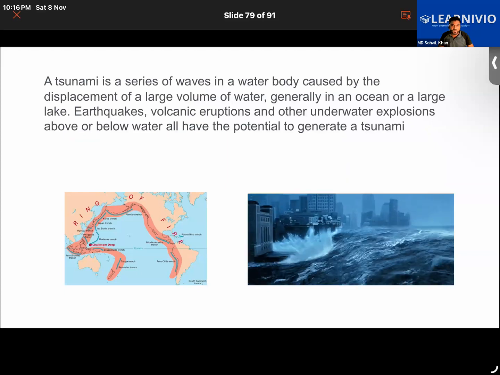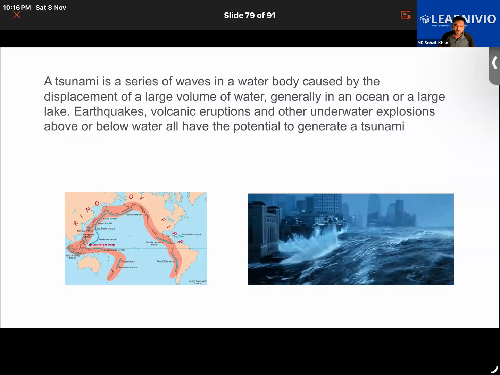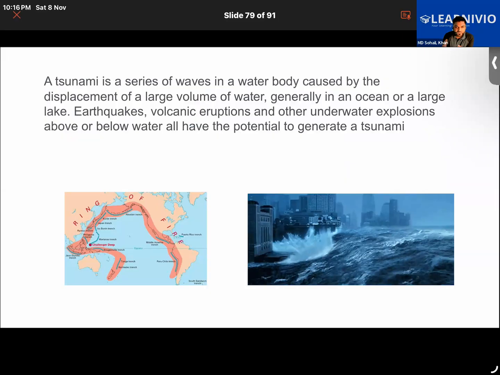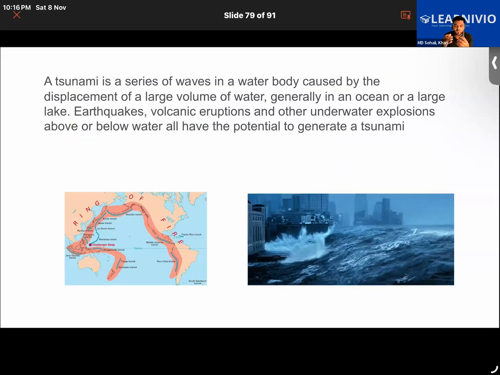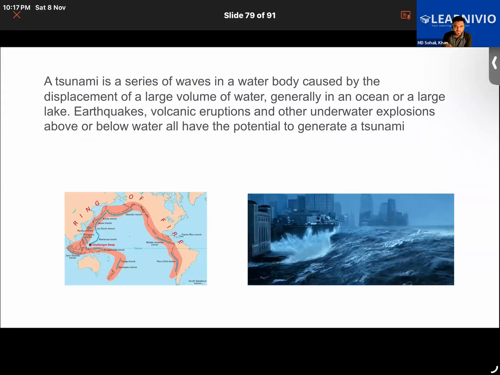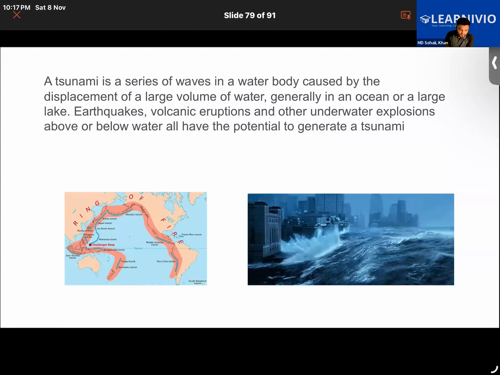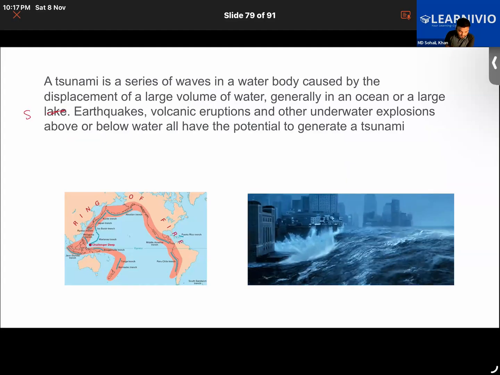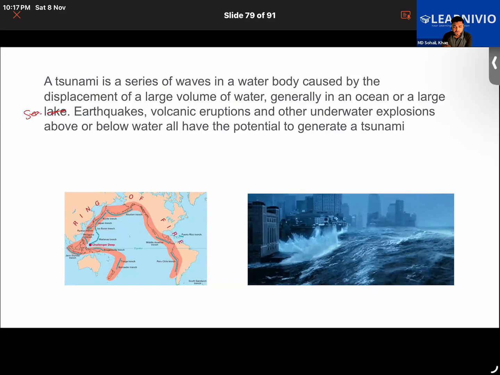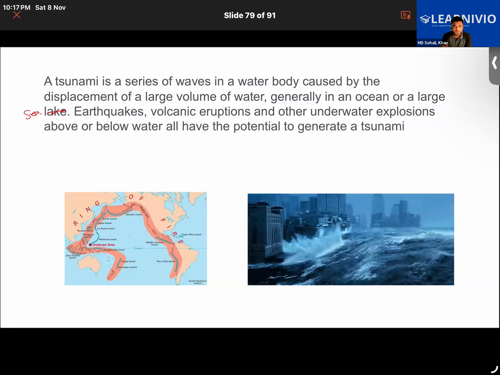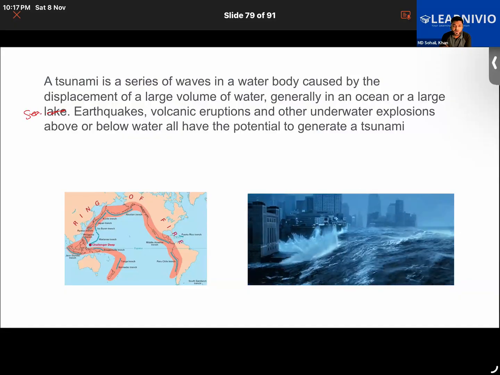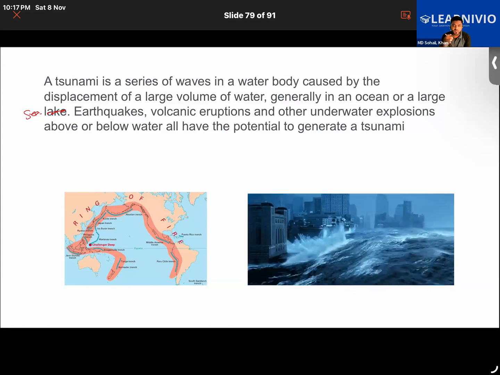So a tsunami, you will simply see as a series of waves in a water body that will be caused due to the displacement of a large volume of water, generally in an ocean or sea, we should be saying. Now the causes behind this tsunami are earthquake, volcanic eruption, or if some underwater explosion has been carried out. All of them have the potential to generate a tsunami.